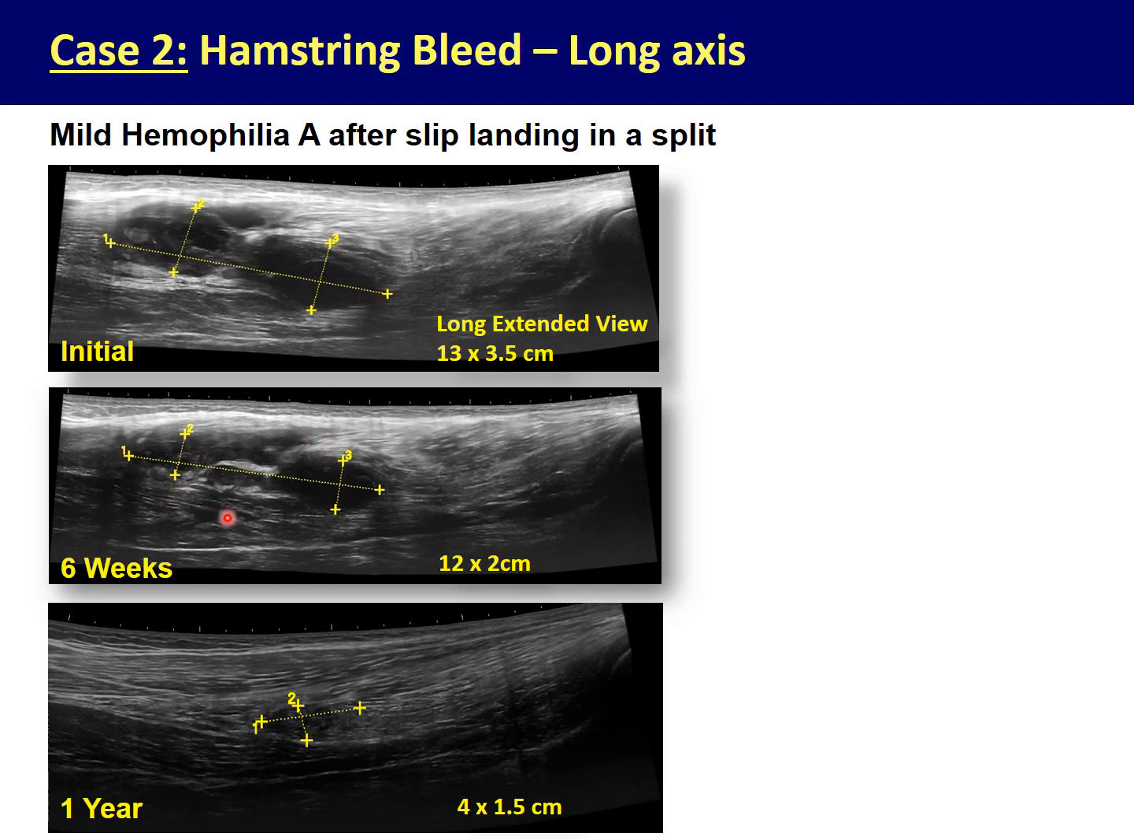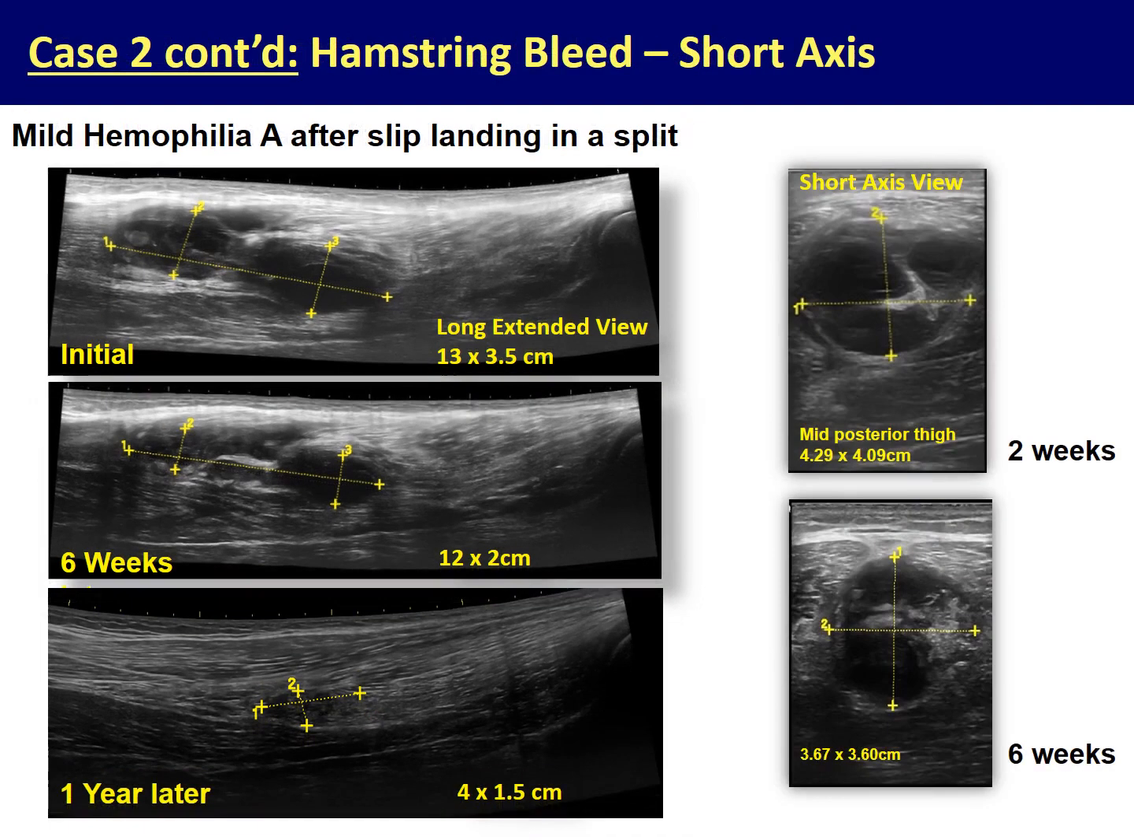At 6 weeks, the hematoma has somewhat shrunk and changed echogenicity characteristics, still irregular fibers and hyperechoic areas. And then even 1 year later, although the patient has become completely asymptomatic and the hematoma, I think, has disappeared, there is still a lesion present, 4 times 1.5 centimeters.